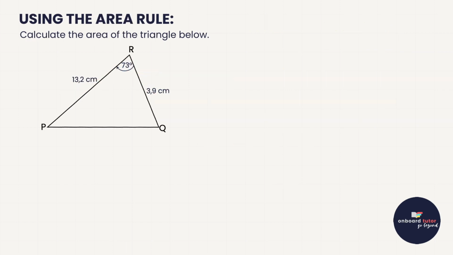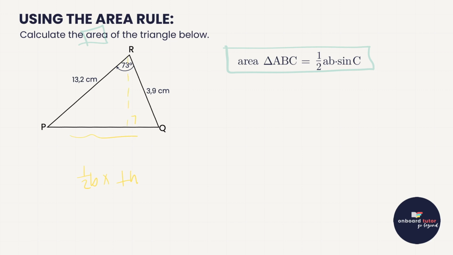Our last example says calculate the area of the triangle below. The minute a question says area, I know that I'm working with the area rule. In the past, to work out the area of a triangle, I've said half of the base times the perpendicular height. But if I needed to do that, I would have to work out a perpendicular height and the length of the base, and that's just not always practical. That's why this area rule in trigonometry is super helpful. Let's have a look at the triangle we've got.